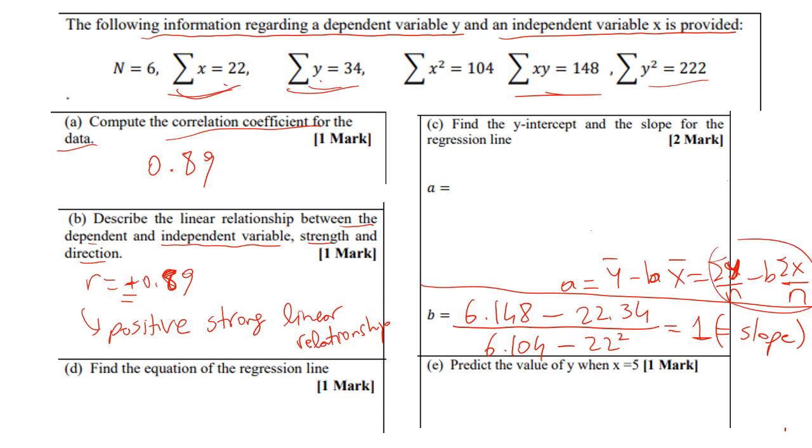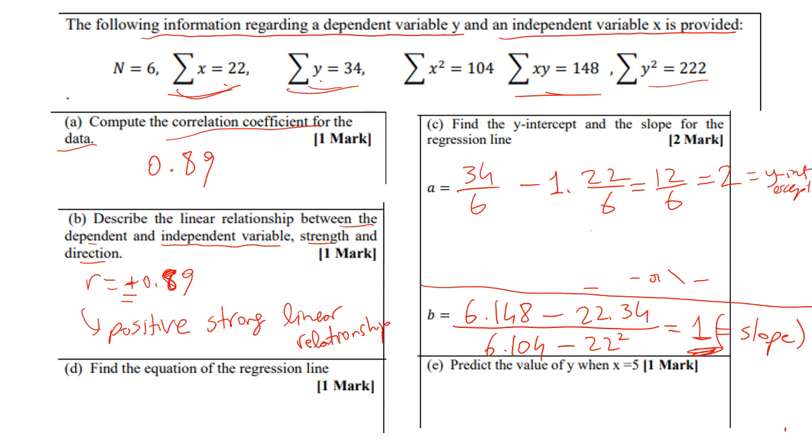A is the sum of y, this is 34 divided by n, which is 6, minus, now we know B is 1, times the sum of x, which is 22 divided by 6. So if you do this calculation, you will end up with 12 over 6, which is 2. Now we got this one, and you call it y-intercept.